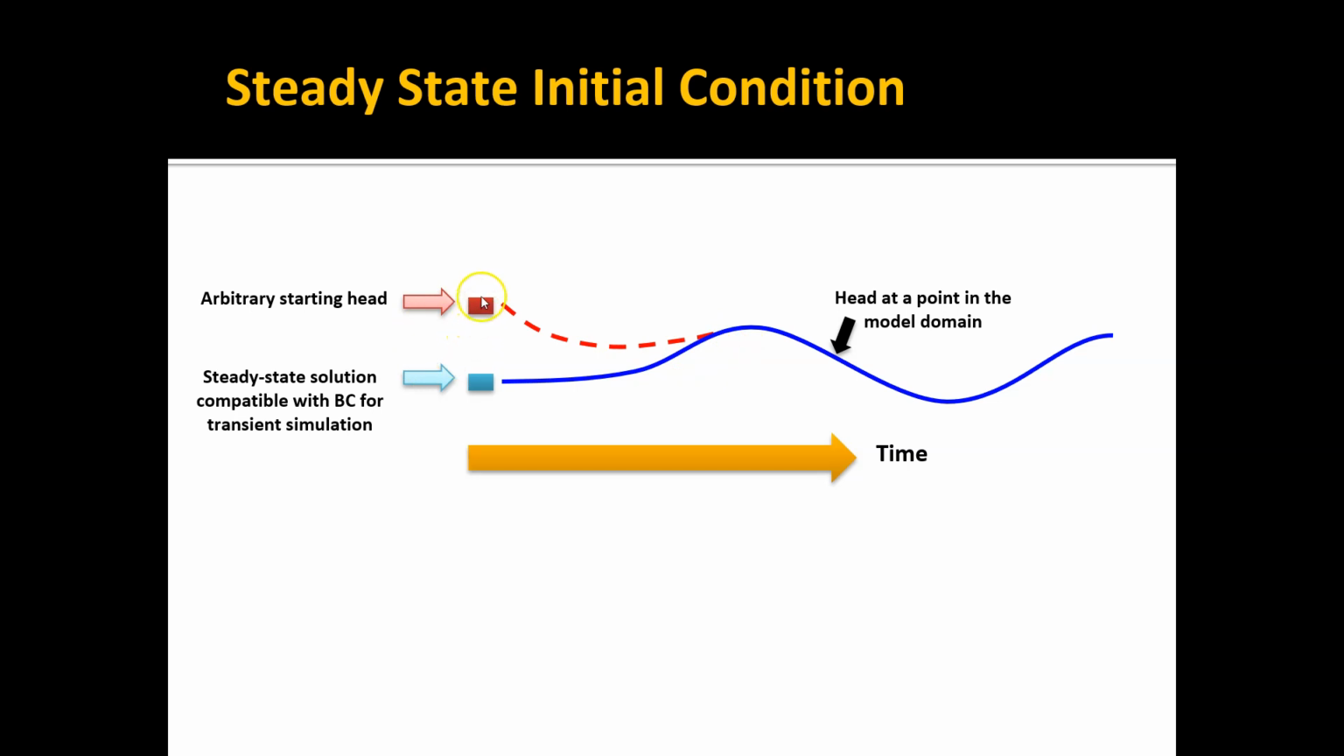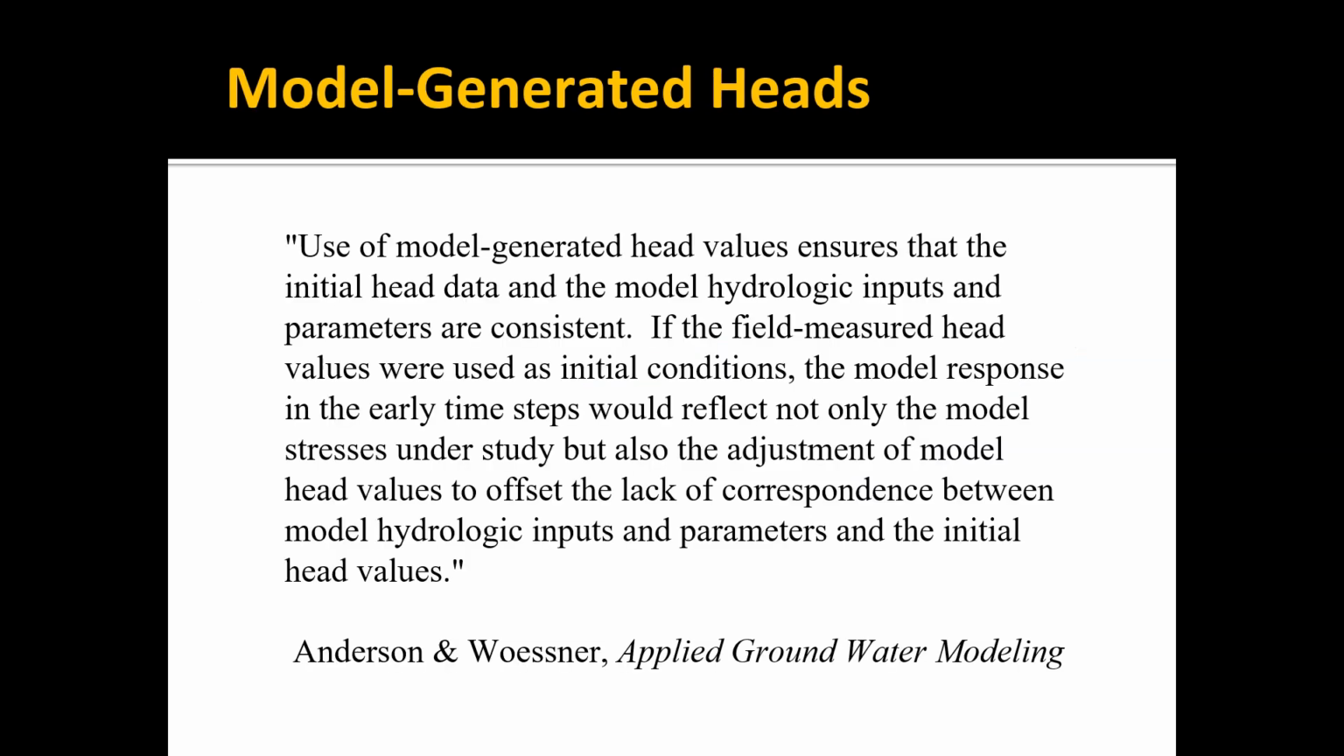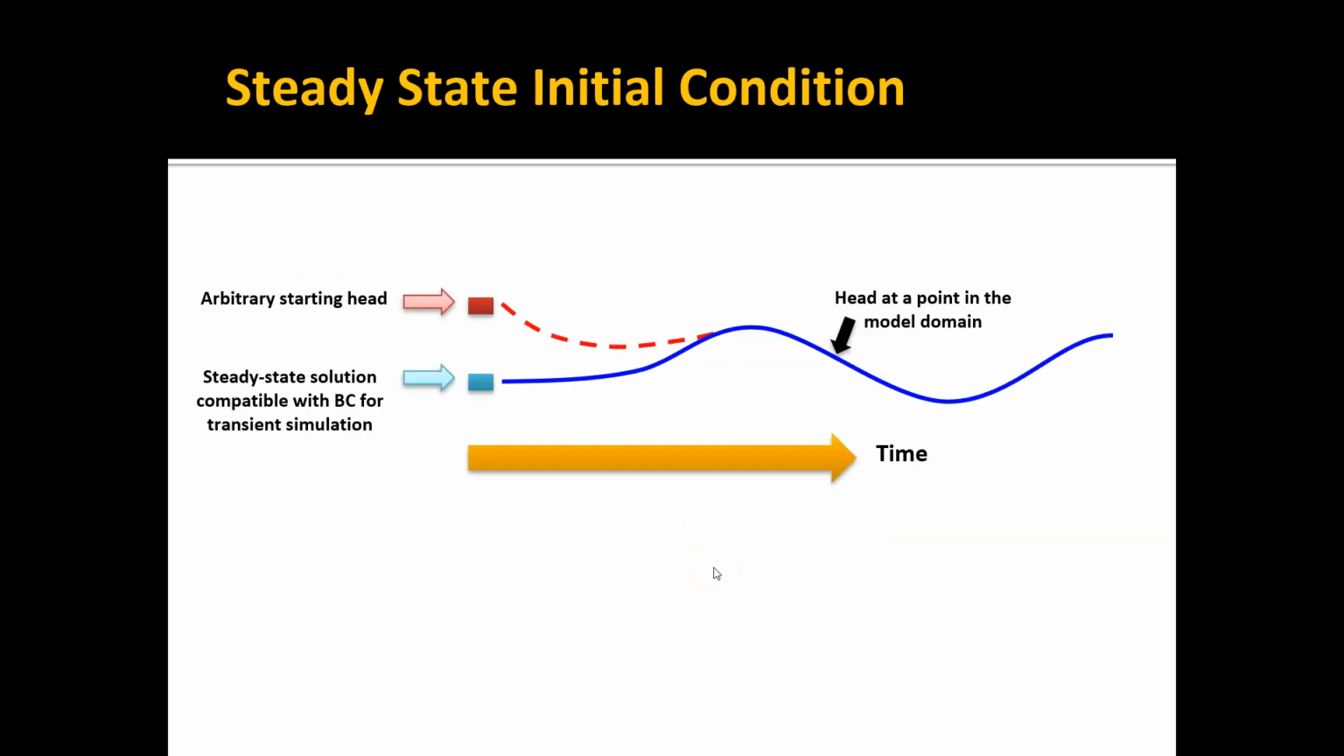Whereas if I just pick an arbitrary starting head, then the head is going to be pulled down to where it should be, and if I start up high, it'll go down, but if I start too low, it'll converge up. But during these initial series of time steps, it's trying to calibrate itself to where it should be, and that's what it's talking about here. The model response in the early time steps would reflect not only the model stresses under study, but also the adjustment of model head values to offset the lack of correspondence between model hydrologic inputs and parameters and the initial head values. So we want to have something that is consistent with our starting values.